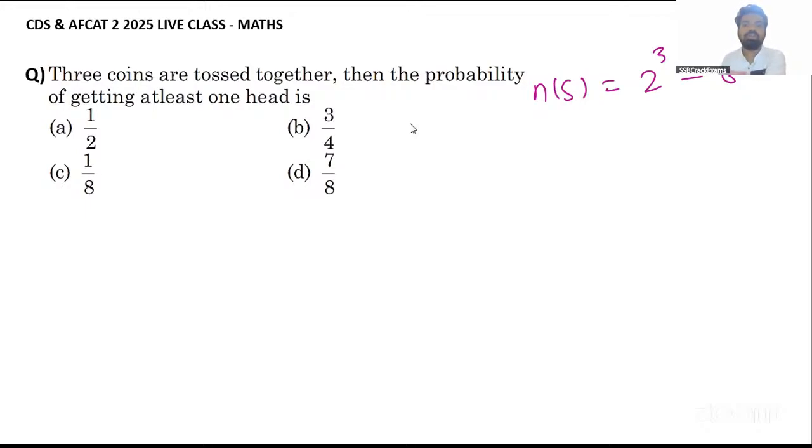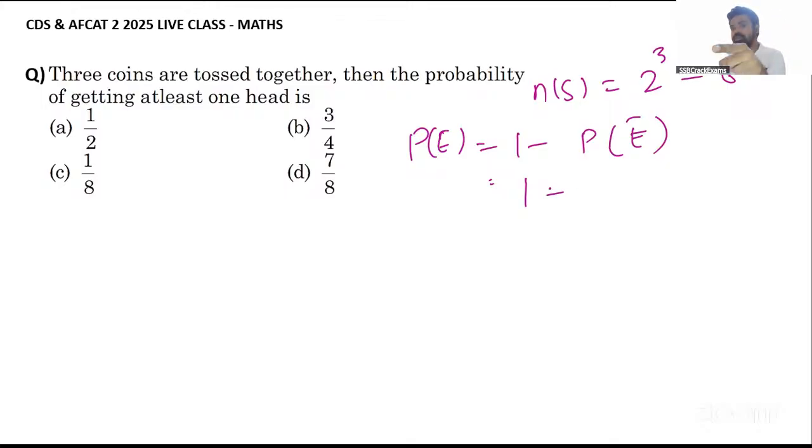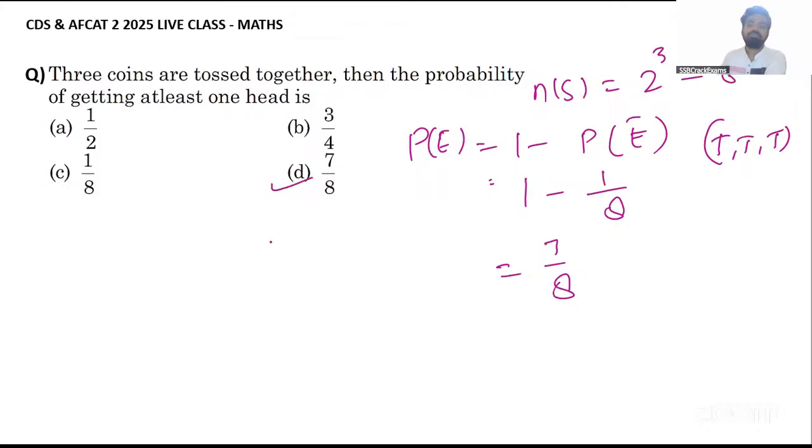So 3 coins are tossed, and the probability of getting at least one head is equal to 1 minus the probability of getting no head. If we do not get any head, it means all tails. There is only one situation in which you can get all tails, TTT. So the probability of the event not happening is 1 upon 8. So 1 minus 1 upon 8 is 7 upon 8. That's the answer.